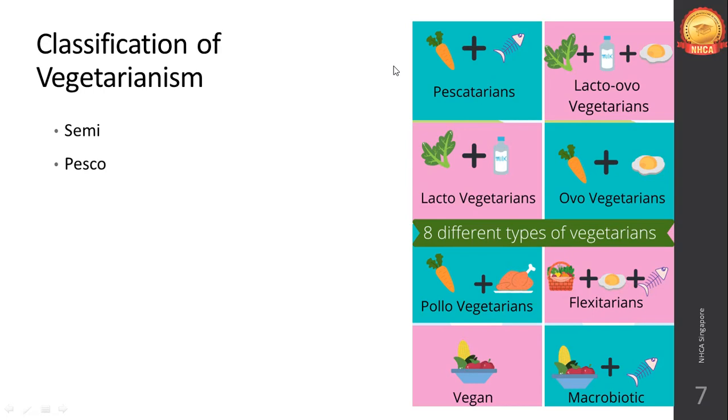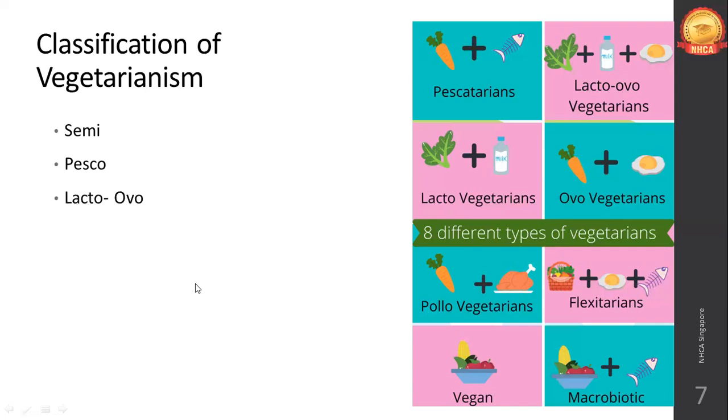Pesco-vegetarians, again, will eat fish. All the vegetables, fruits, grains, legumes, etc. are added. Egg is also added in their meal, along with fish. But no other meat, not even chicken or red meat, is included in the pesco-vegetarian diet. The only things that they will have are fish and eggs, along with the other vegetarian diet.